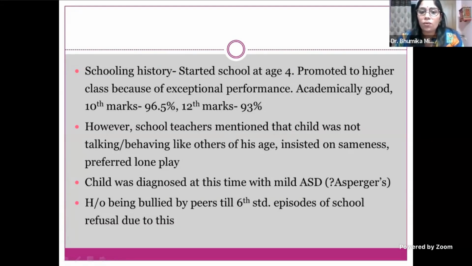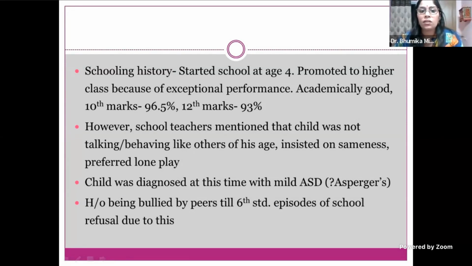However, when the child was around 5 to 6 years of age, in the UK, the school teachers mentioned to the mother that the child was not talking or behaving like others of his age. For example, everybody used to call the class teacher by her last name, and the child used to say only her first name or something of that sort. He insisted on sameness and preferred lone play.